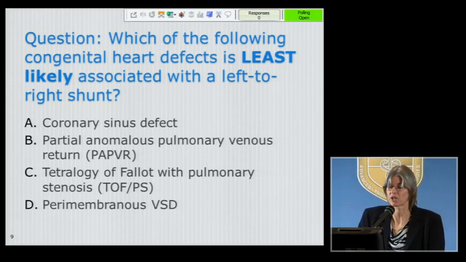Okay, another question for you. Which of the following congenital heart defects is least likely associated with a left to right shunt? A, a coronary sinus defect. B, a partial anomalous pulmonary venous return. C, tetralogy of Fallot with pulmonary stenosis, or D, a perimembranous VSD.